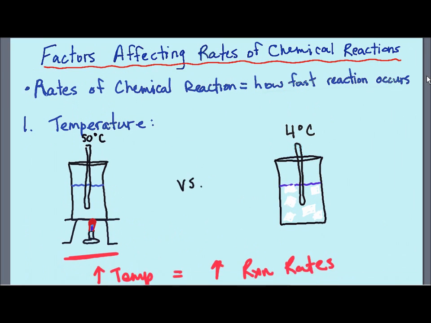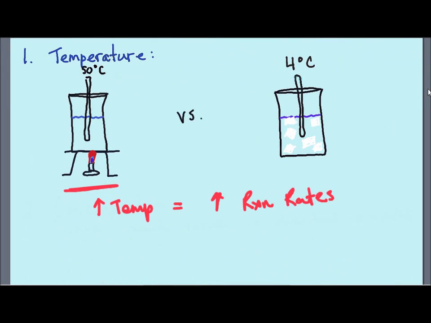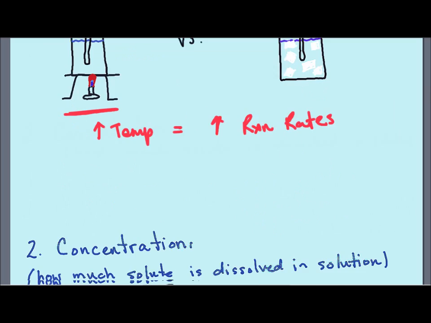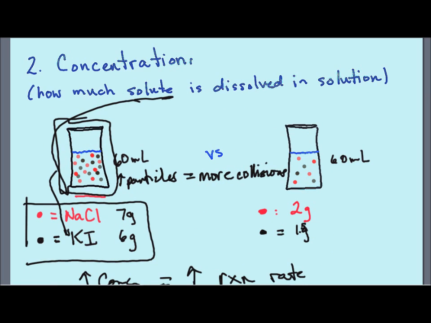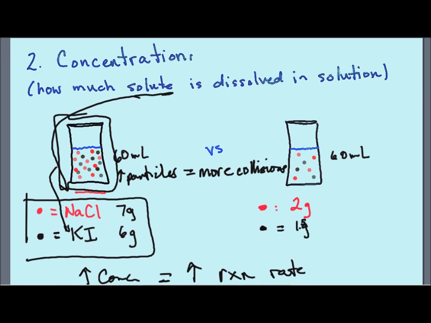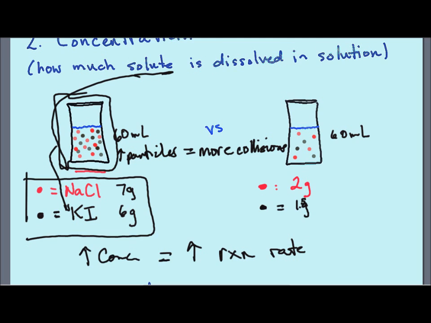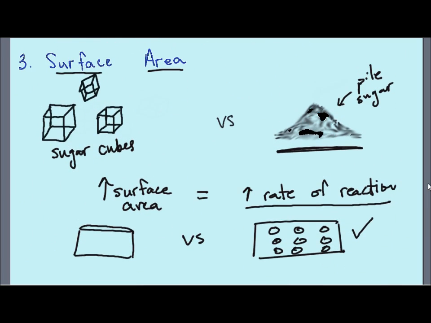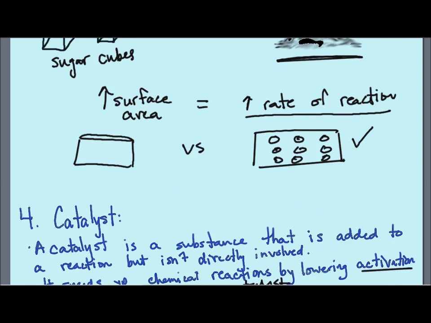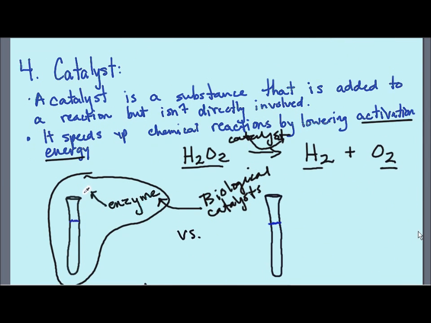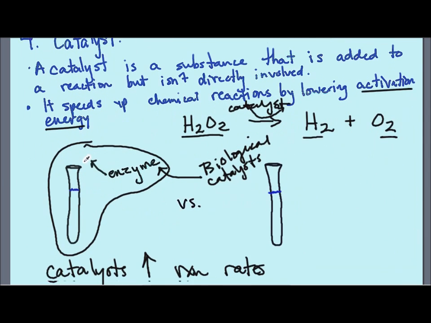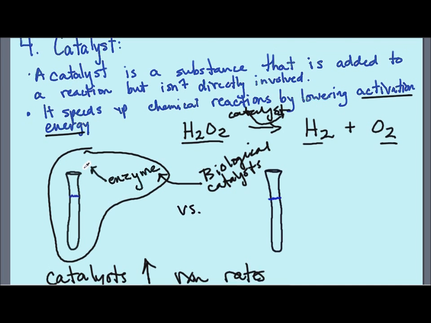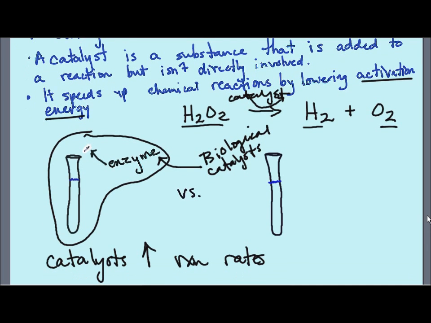So going back, we've got our 4 factors. One is temperature. Higher temperatures equal higher reaction rates. The next one is concentration. Higher concentrations also equal higher reaction rates or faster reactions. Then you've got surface area. Increased surface area, crushing stuff up, breaking it into smaller pieces, is going to give you faster reaction rates. And then catalysts. Anytime you have a catalyst or an enzyme, which is an example of a catalyst, you're going to have faster reaction rates.